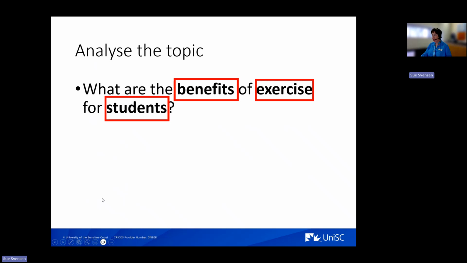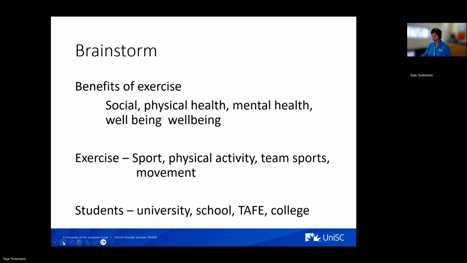Analysing the topic, I've got three important words there, three ideas: benefits, exercise, and students. Benefits of exercise could be social, physical health, mental health, well-being, and I've spelt well-being in two different ways. Exercise could be sport, physical activity, team sports, or movement. And students could be from university, school, TAFE, or college.